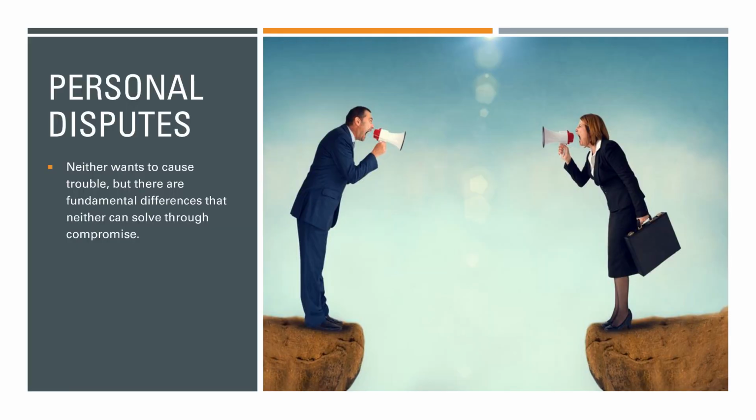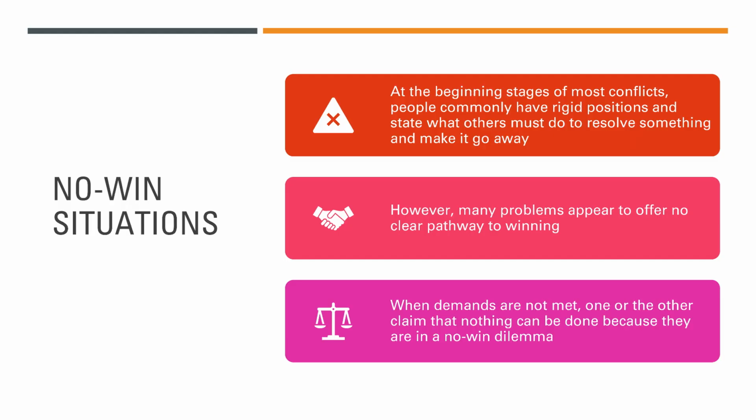Two people who have been friends for a long time find themselves at odds with each other. Neither wants to cause trouble, but there are fundamental differences that neither can solve through compromise. Both are surprised at how positioned and unyielding the other one is. They would like to find a way of restoring the peace, but doubt it is possible since each considers the disagreement a matter of principle. We could go on and on. The point is, some conflicts are almost impossible to resolve, and the best we can do is learn to manage our lives despite them. So, what exactly is a no-win situation?